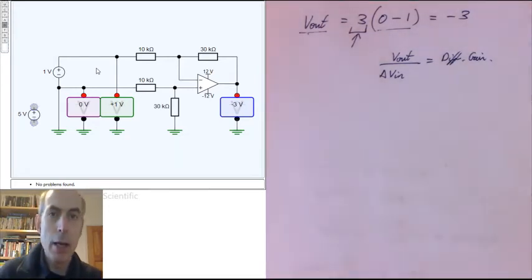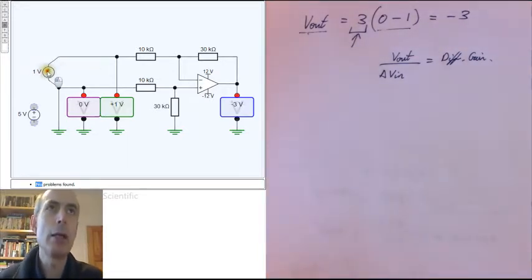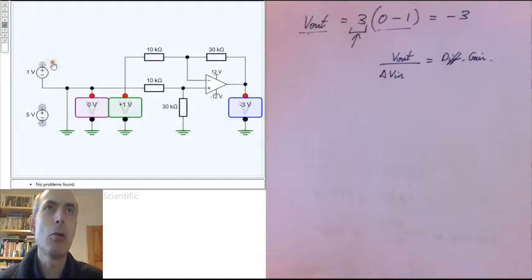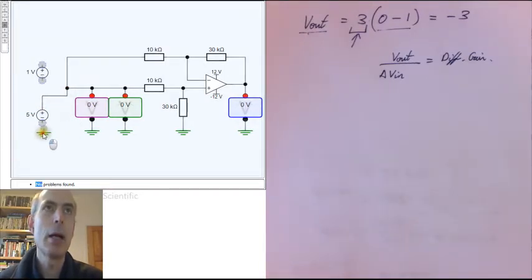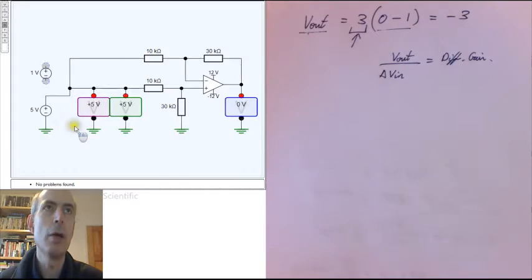However, these circuits also have what's known as a common mode gain. Now, the common mode gain is the gain in terms of the output divided by the input when both of the inputs are connected together, like so. We now have both inputs connected to 5 volts.